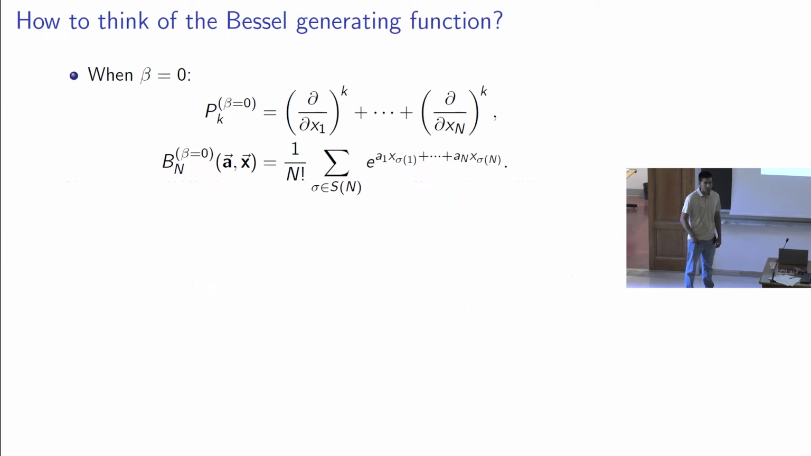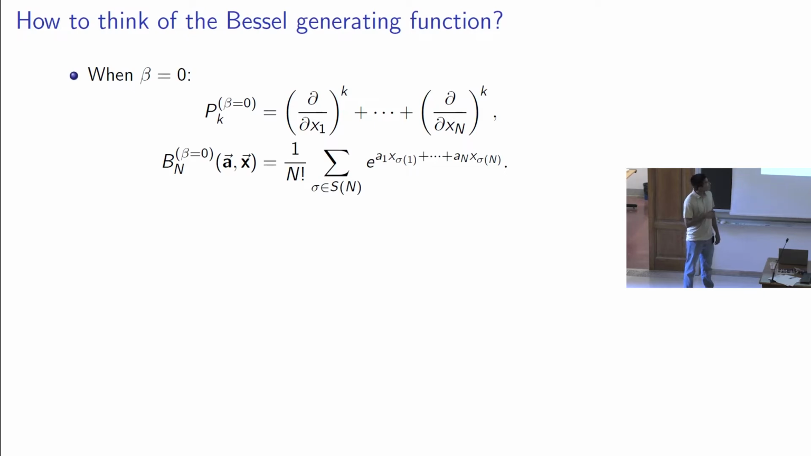plus partial with respect to x_n raised to the power of k. Okay, and then you can check that the multivariate Bessel function is given by this formula here. Right, you can check that it's symmetric with respect to the x_i's. It satisfies the right normalization. That's why I have the 1 over n factorial here. And this is an eigenfunction of these operators too, right? With the right eigenvalues. Okay, so that's the simplest case, right?